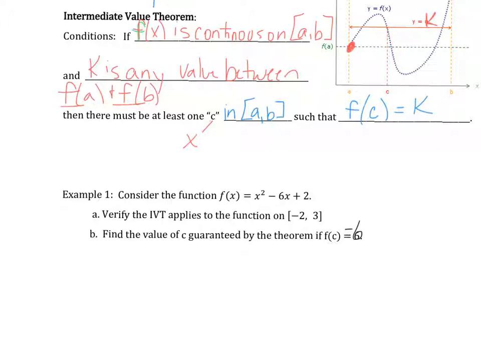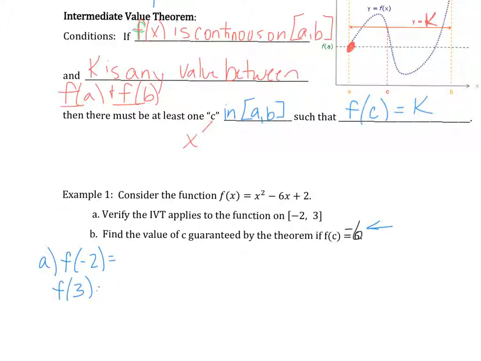So part A, you have to restate the conditions. Now, continuity you can look at and see that it's continuous. I'm going to wait to write it, but I am going to check out the second condition. The second condition is I have to make sure that this y value is between the y values of the endpoints. So the first thing I like to do is find f of -2 and f of 3.